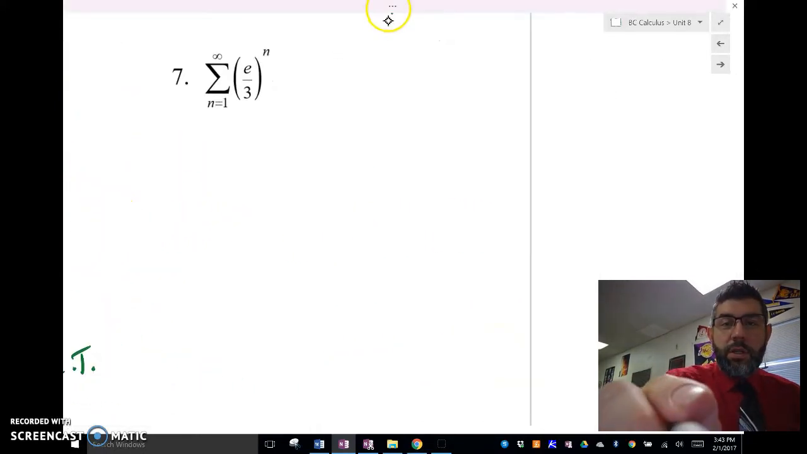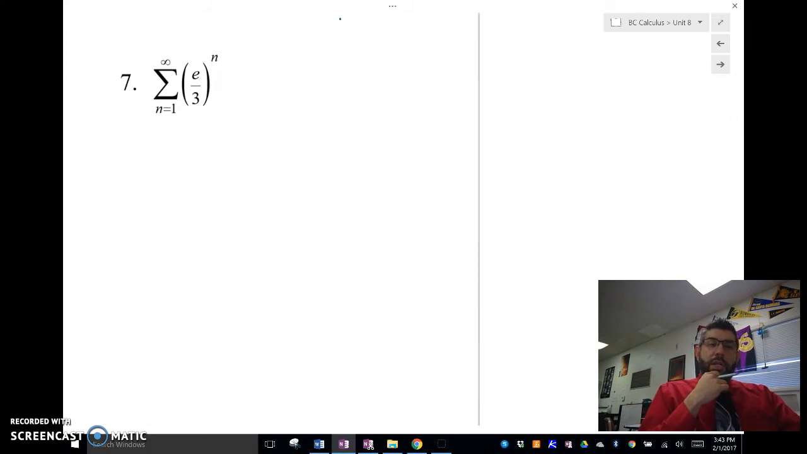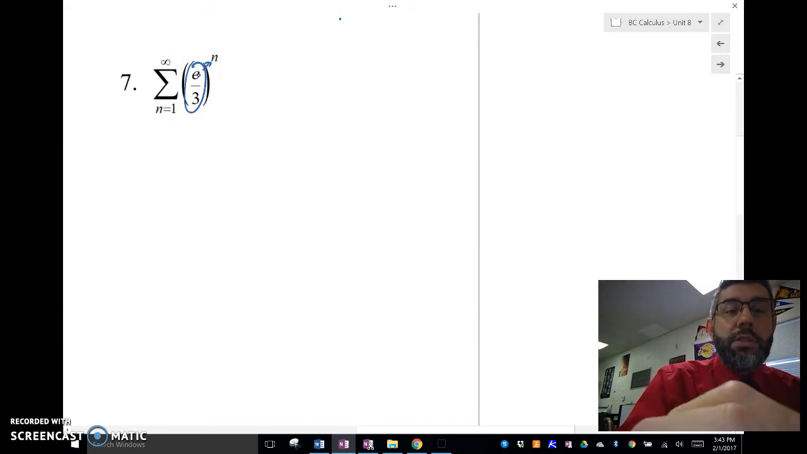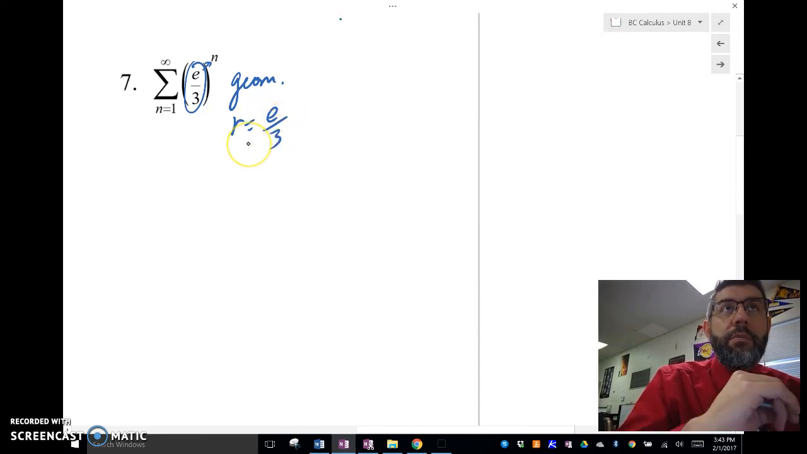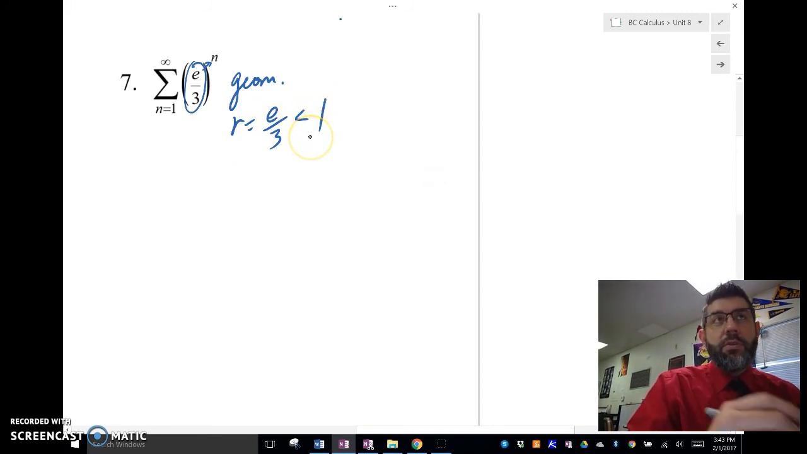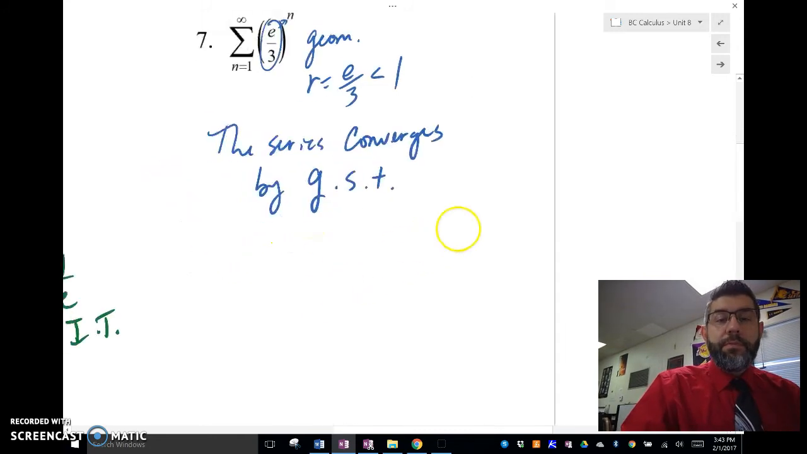All right, so we've decided that was the integral test. Let's take a look at another one. This time I'll go with blue just because it's something different. So e/3 to the n. Anytime we have a fraction or something raised to the n power, we're probably going to think this is geometric. So this is a geometric series where r is equal to e/3. E is about 2.7, so 2.7/3 is in fact less than 1, so we're good to go there. So we're going to say the series converges by the geometric series test. All right, that was pretty quick.